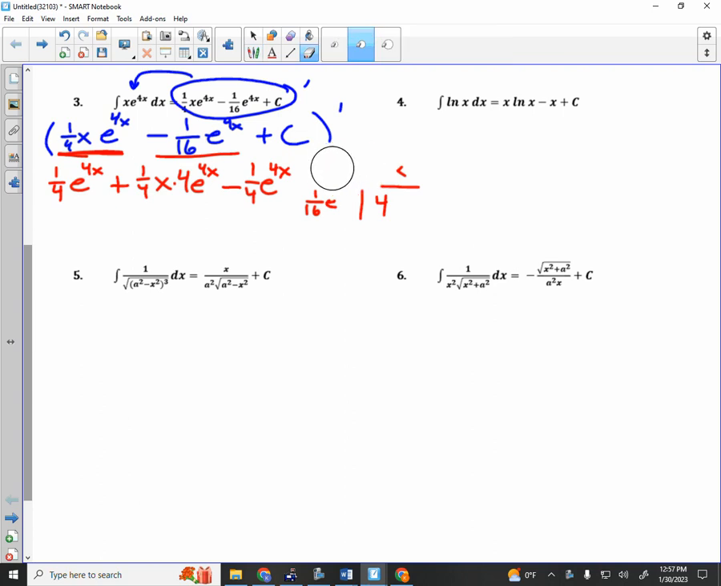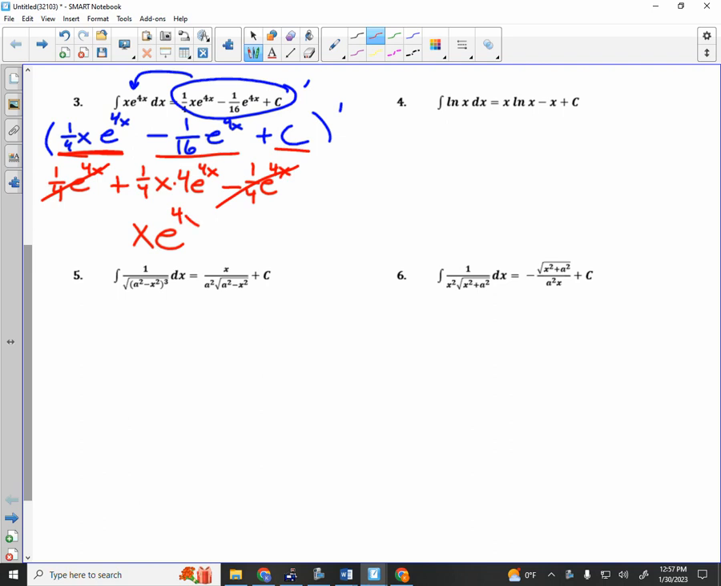Good. I just took care of that derivative. And now I need the derivative of c, which is 0. What do you notice about what I have here? Those two cancel. 1/4 times 4 is 1, and so I get x e to the 4x, which is exactly what I should have.